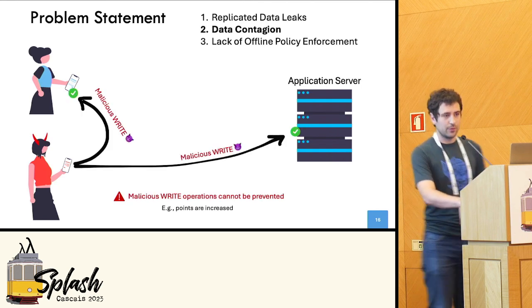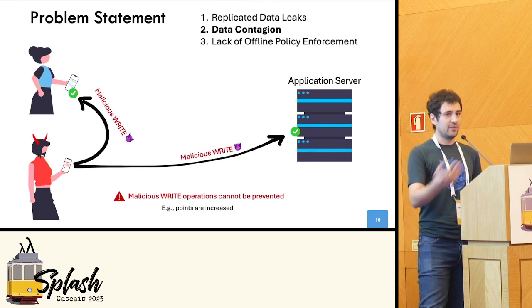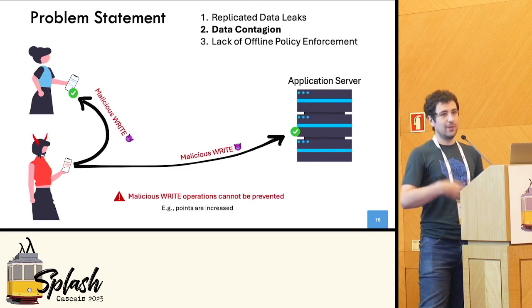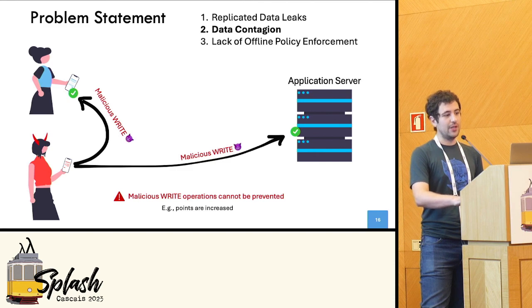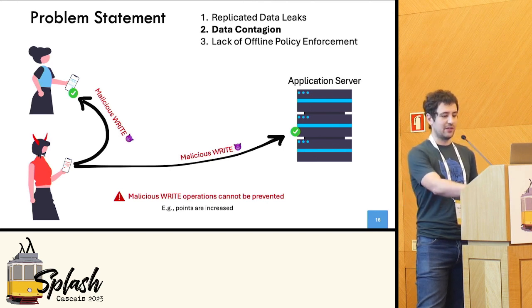The next problem is data contagion. Since malicious clients cannot be prevented from making local changes to the data structure, because they can bypass any local security, whenever such malicious changes occur locally, then in the current state of the art they are simply synchronized to the other peers, and they will gladly accept those changes as valid.